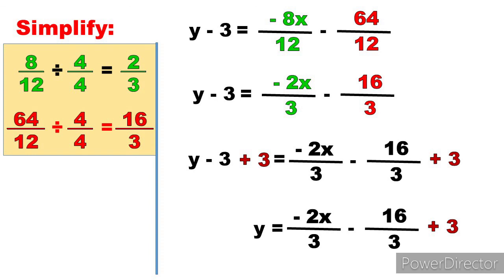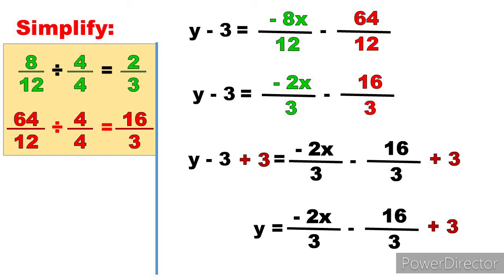So, first, isi-simplify natin yung 8 over 12. Okay, kung isi-simplify natin yung 8 over 12, i-divide natin siya both numerator and denominator ng 4 since 4 ang greatest common factor or GCF ng 8 and 12. 8 divided by 4, the answer is 2. And 12 divided by 4 is 3. Therefore, 8 over 12 is equivalent to 2 over 3. Okay, so we have now again negative 2x over 3.